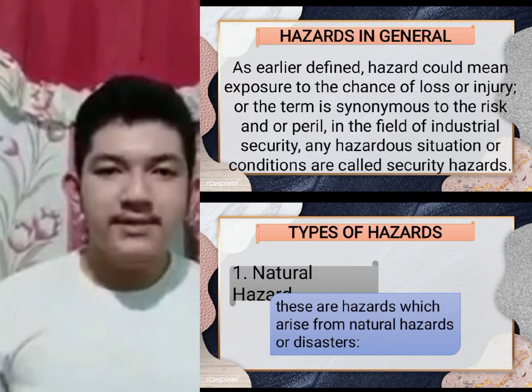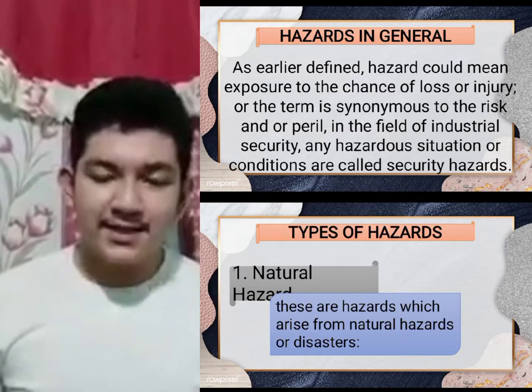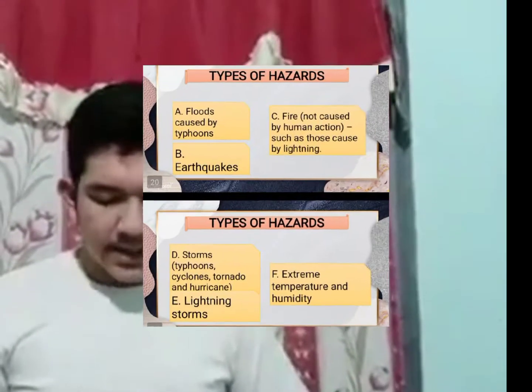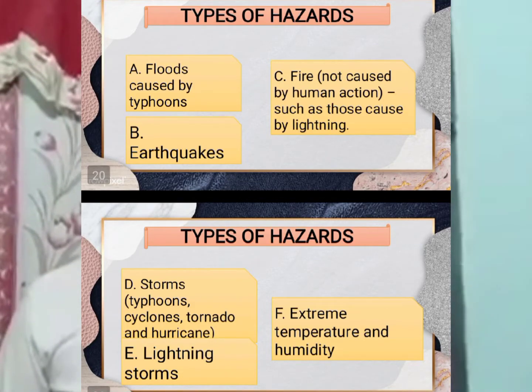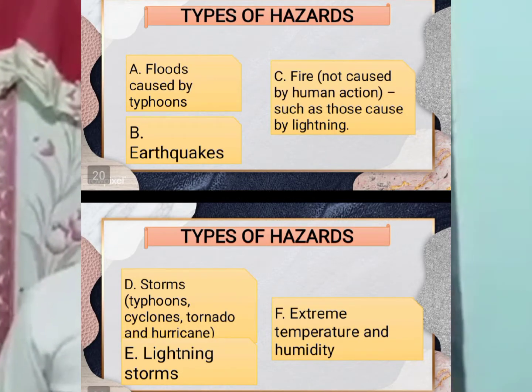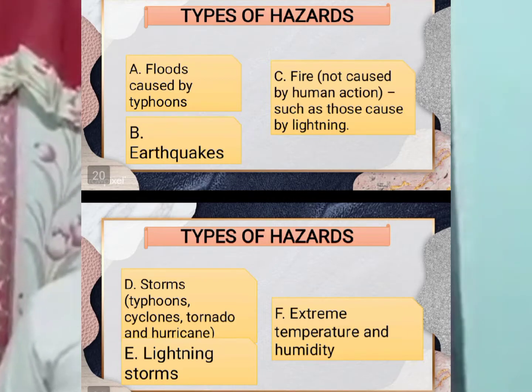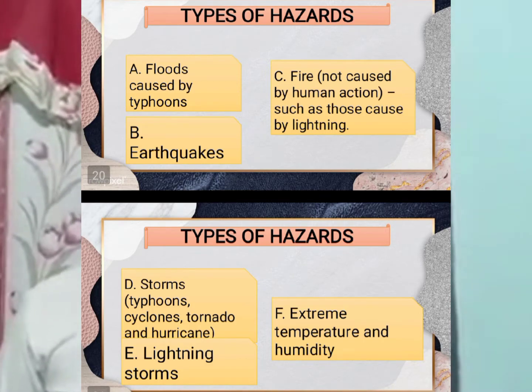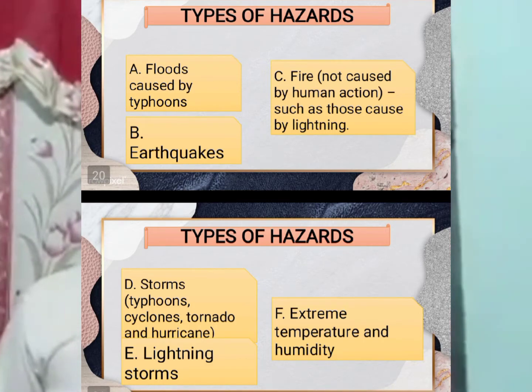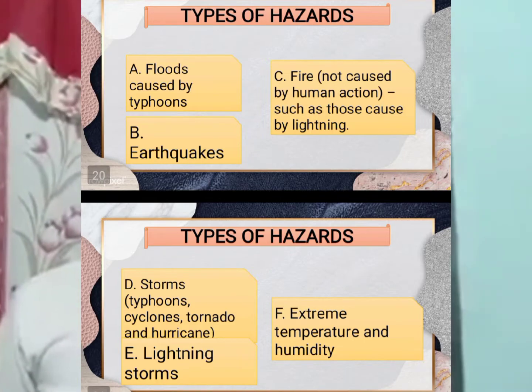So, here are the examples of natural hazards. The examples of natural hazards are floods caused by typhoons, earthquakes, fire not caused by human action, such as those caused by lightning, storms, typhoons, cyclones, tornado and hurricane, lightning storms, and extreme temperature and humidity.